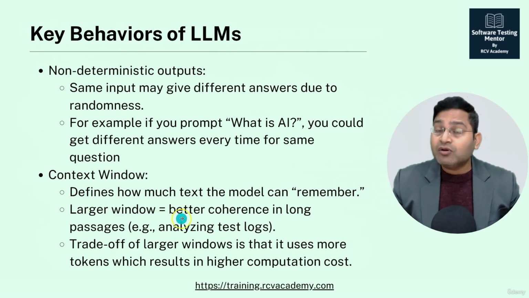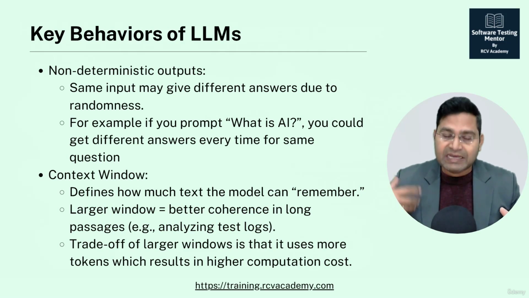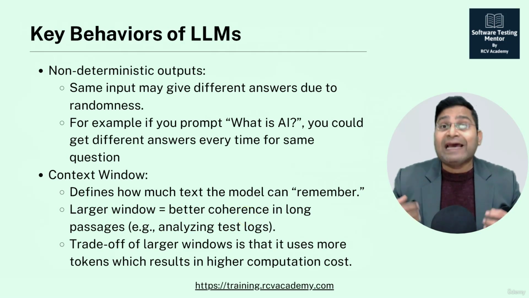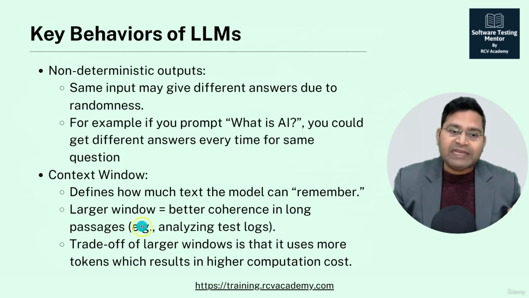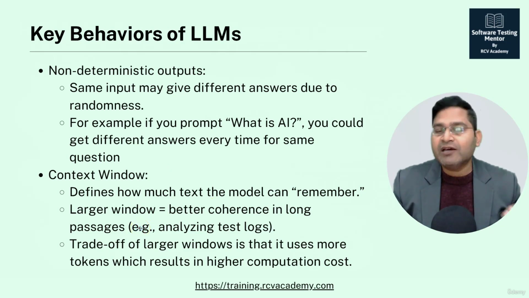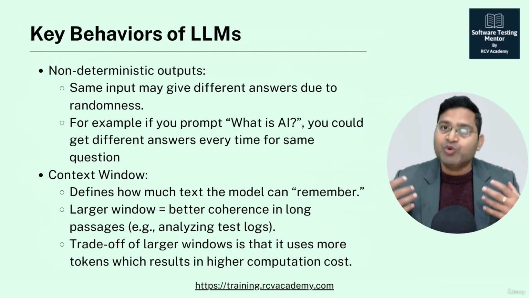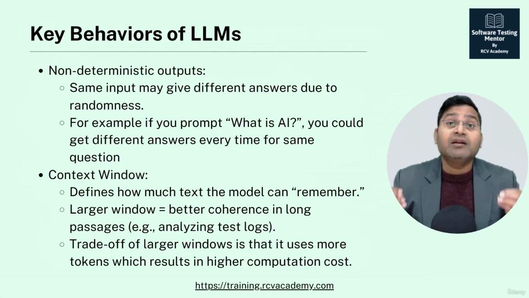A larger context window gives better coherence in long passages, for example when analyzing test logs. If the context window is very small, it won't remember the context of the question, so it won't be able to answer as per the context. It might just answer based on generic understanding. So that's where the context window becomes important, but there is also a trade-off: if it is very large, it uses more tokens, which results in higher computation cost and higher prices. So that's the context window.